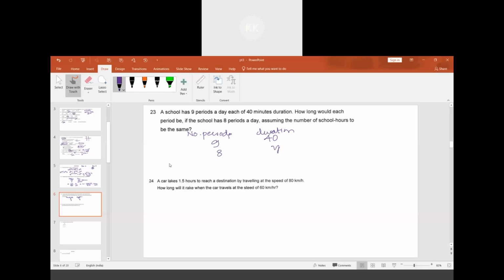In the inverse proportion, the product will be equal. 9 into 45 will be equal to 8 into y. So y will be equal to 9 into 45 divided by 8, which is 5 times 9, 45 minutes. So this is there in terms of minutes. Each period got 45 minutes.